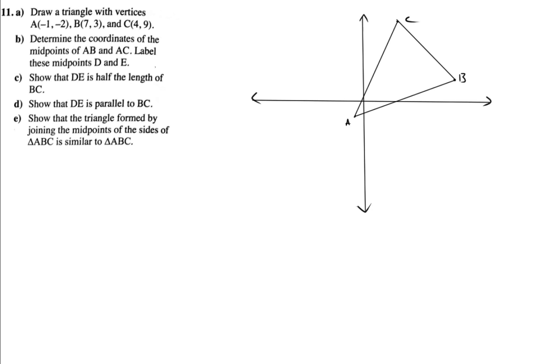So now we've drawn this triangle. This triangle is approximate, right? I didn't draw it exactly, but this is what it should look like. And what we're going to do is find, so this is A. For B, we're going to find the coordinates of the midpoints for AB and AC. So these 2 points right here.